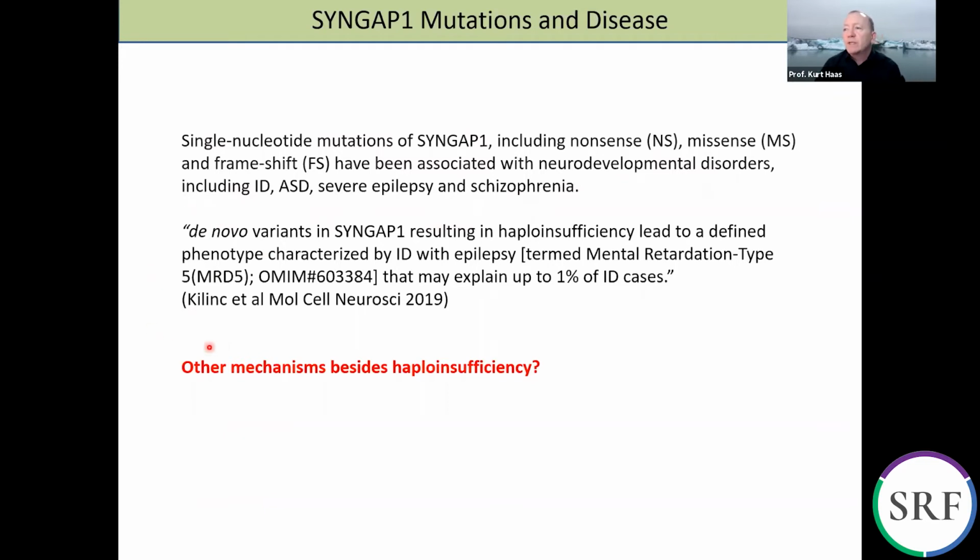But even recent reviews, such as this one, this is a direct quote from this paper in 2019, talk about de novo variants of SYNGAP resulting in haploinsufficiency leading to a defined phenotype, and that this may explain up to 1% of ID cases. And I'm a little more cautious about making this sort of statement. And I wonder whether other mechanisms besides haploinsufficiency might be happening.